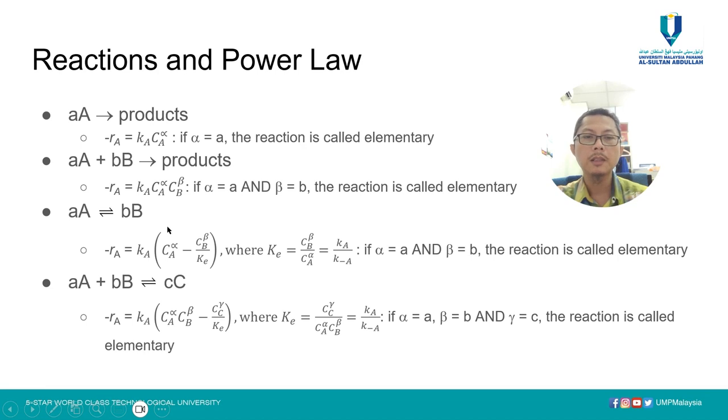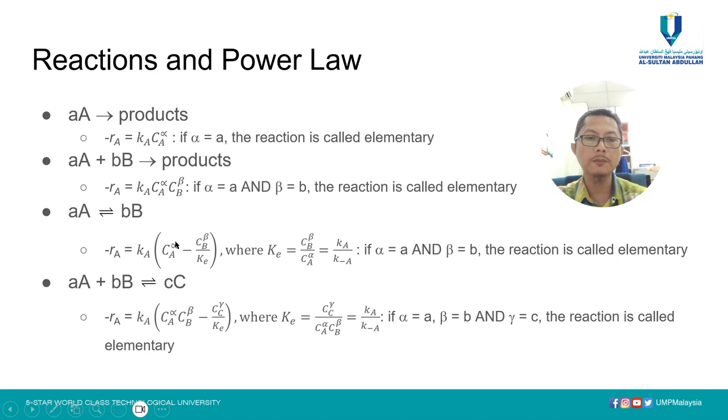Similarly for the others. If you have two reactants, the power equation that you have to write is this. This is irreversible. The power is alpha for A and beta for B. If alpha and beta respectively happen to be the same as the stoichiometric coefficients in the reaction, it is called elementary. If not, it is non-elementary. This is irreversible. What happens if we have a reversible reaction?